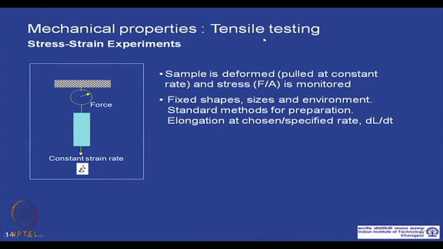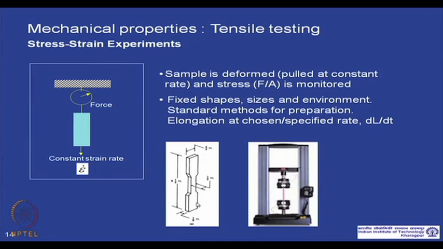So, let us talk about tensile testing. What is done? You take a specimen with a geometry like this, a dumbbell shaped geometry, or what we crudely call dog bone geometry, and then fix these two sides and pull, applying force from both sides. The sample is deformed at a constant rate, and the amount of stress required to keep that constant rate of deformation is monitored. So, stress is plotted against time or strain.